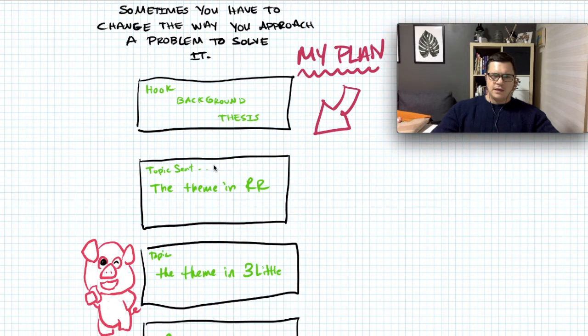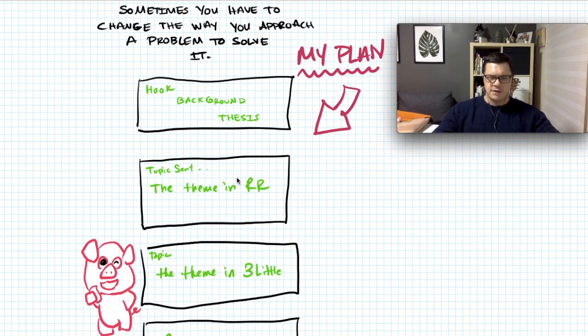Okay, in paragraph 2, I'm going to start with a topic sentence, and I'm going to say that that theme is conveyed in Raymond's Run. And then in that body paragraph, I'm going to show how Raymond's Run teaches us that theme. And I'm going to look for examples from the beginning, middle, and end of that book.